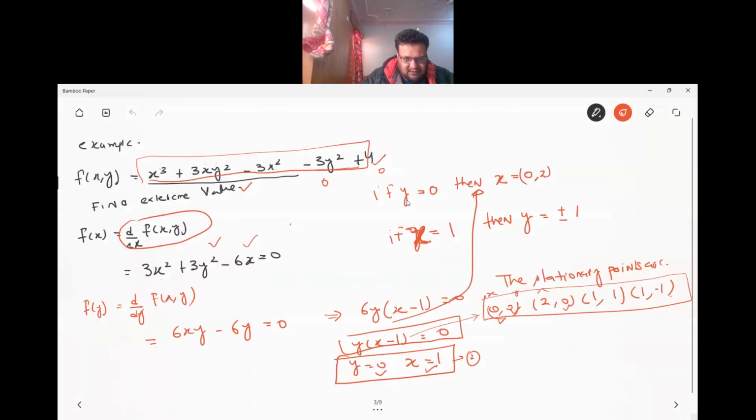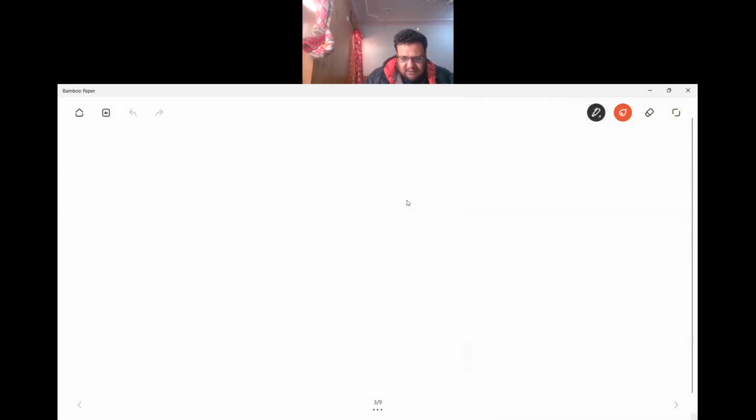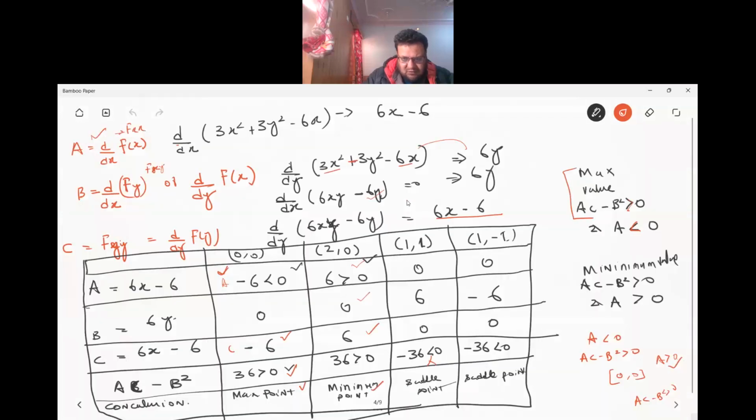So here I had mentioned in the previous thing, if AC minus B square is less than 0, if it is negative, ignore it. If it is equal to 0, you need to ignore it. If the A value is equal, these points are called saddle points. Similarly, if you check for the other conditions also, this would be your saddle point.